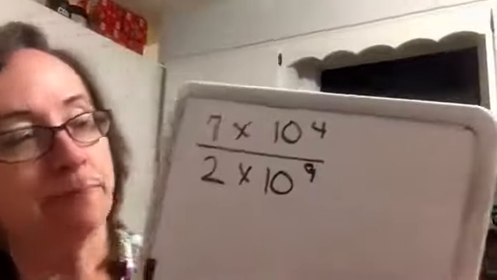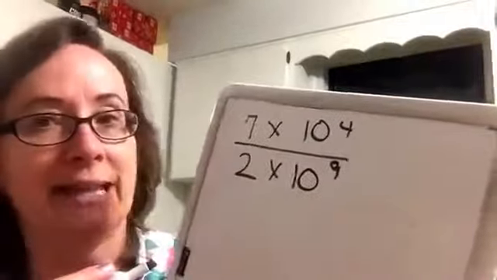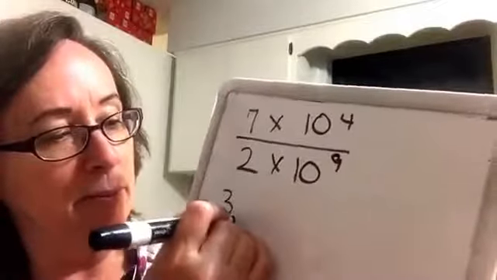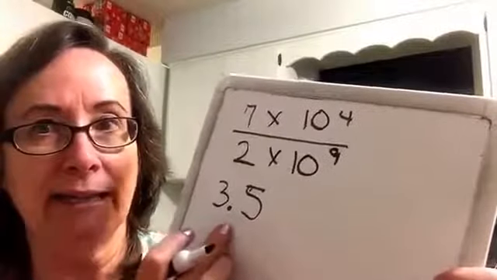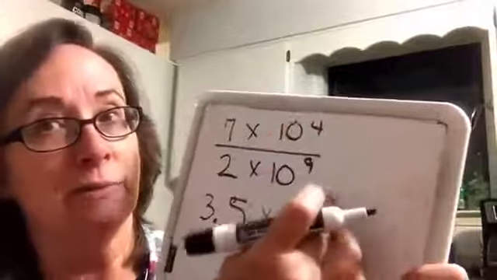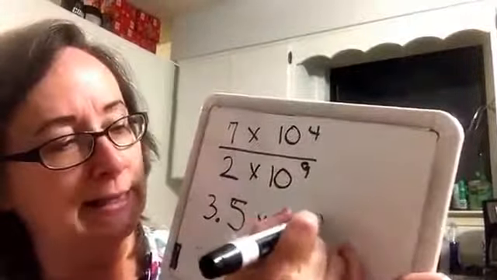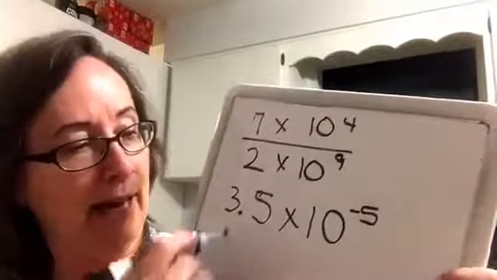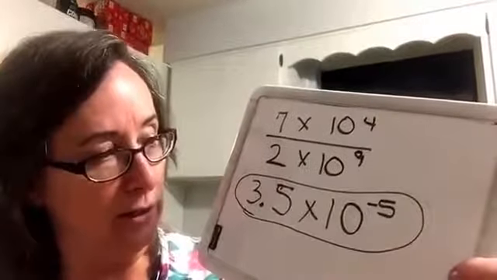And the last problem in 6.2 is this one, where we're dividing 7 and 2, and 7 divided by 2 is 3.5. Okay, this number is in decimal form, as it should be, and then we're subtracting our exponents, so we get 10 to the 4, take away 9 is negative 5, and this is in correct scientific notation.